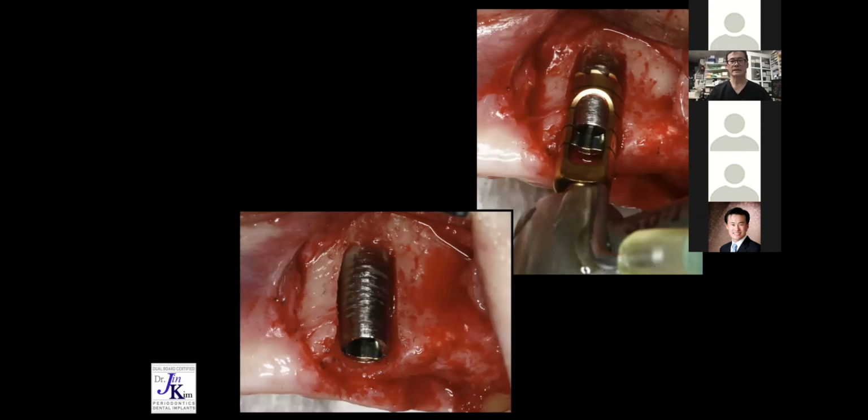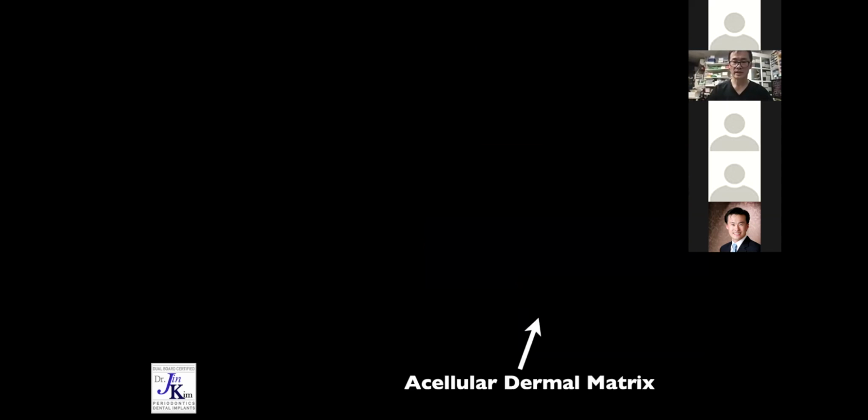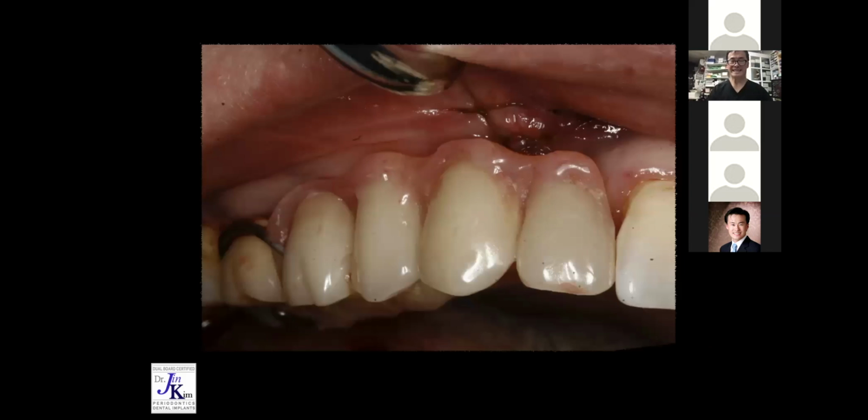Unfortunately, it wouldn't engage, so I had to use a trephine, which is extremely traumatic. Luckily, in that area, I was able to place an implant immediately. You can see it's right behind where the bone defect is. And I took this opportunity to thicken the soft tissue. So acellular dermal matrix, basically brand name-wise Alloderm, was placed.